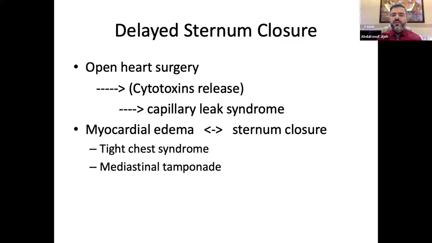As Dr. Muhammad mentioned, we'll speak briefly about predictors of reopening the sternum in children after cardiac surgery. As you know, open heart surgery may induce capillary leak syndrome, and this is most likely induced by cytotoxins release. Capillary leak syndrome will introduce to some extent myocardial edema, and this edema may prevent or hinder the sternum closure. So this is what we call tight chest syndrome or mediastinal tamponade.